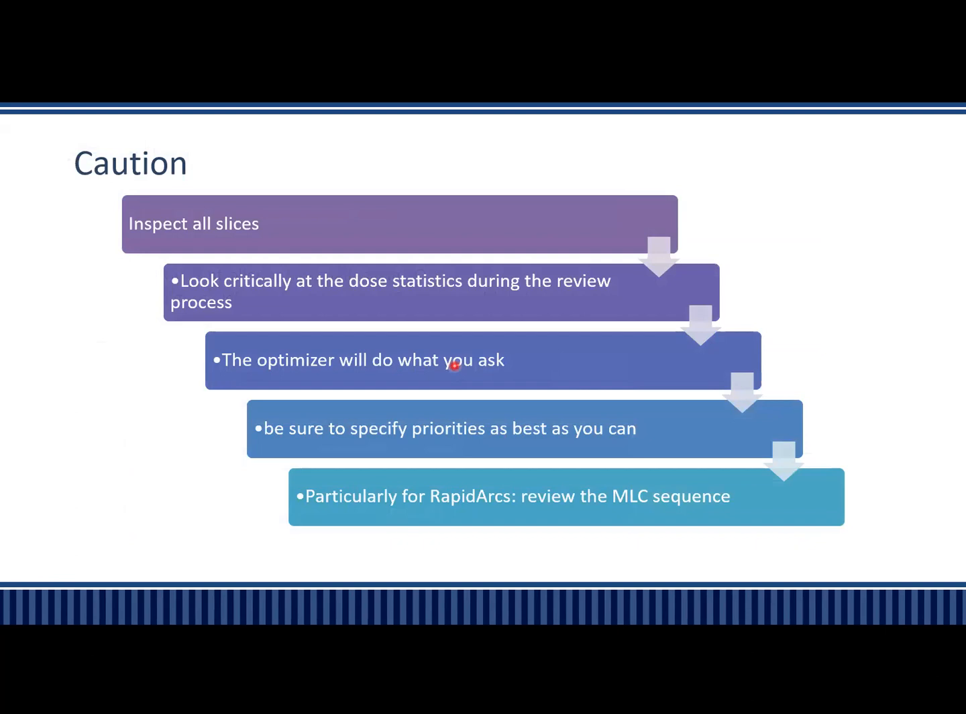Caution: inspect all the slices. Look critically at the dose statistics during the review process, and one has to understand how to use DVH. The optimizer will do what you ask. Be sure to specify priorities as best as you can, and particularly for RapidArc, review the MLC sequence as well.